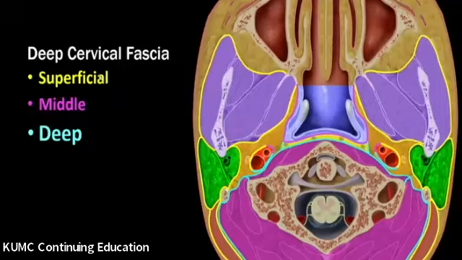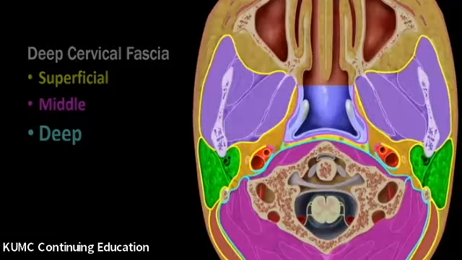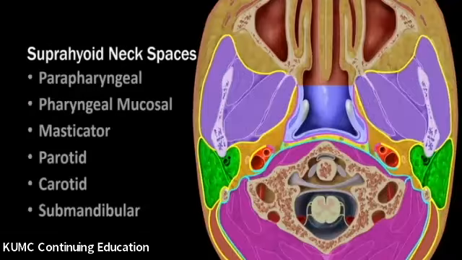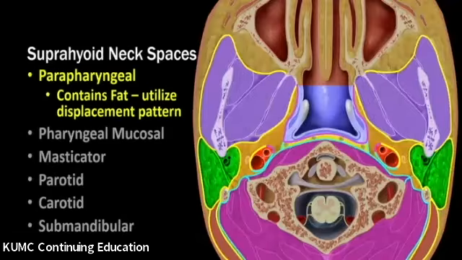So again, the deep cervical fascial planes create the deep neck spaces. We typically talk about it between the suprahyoid and infrahyoid neck because the anatomy of the deep cervical fascia is a little bit different below the hyoid. So first we have the parapharyngeal space. It's mainly filled with fat. And the main benefit of the parapharyngeal space is that we can use the fat displacement pattern to localize the lesion.